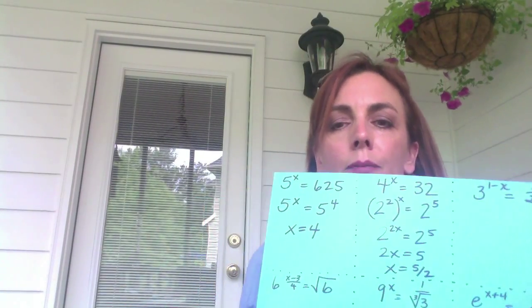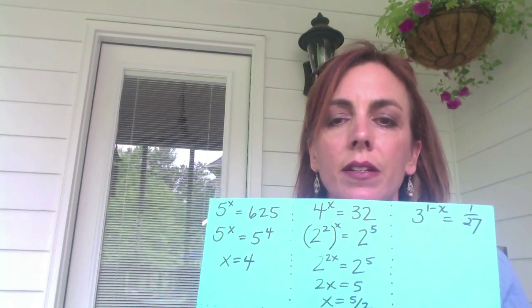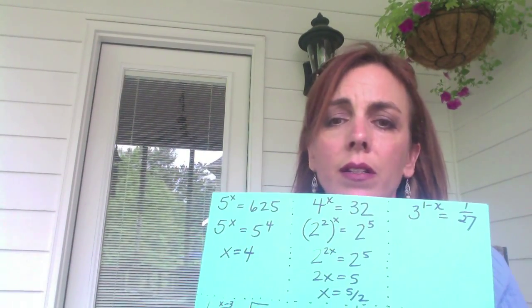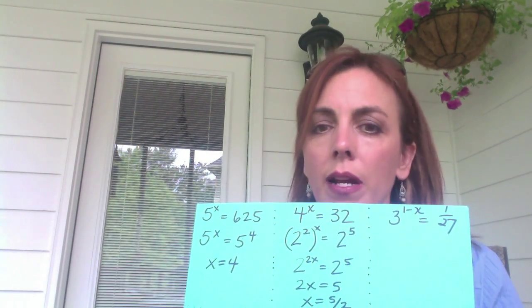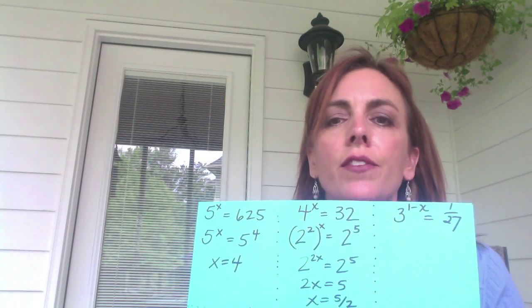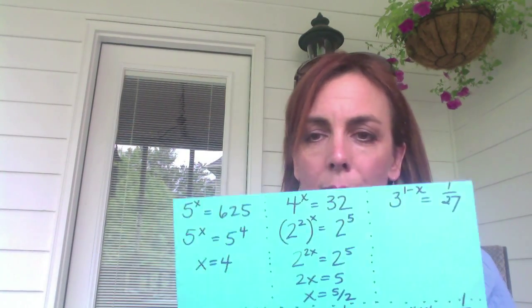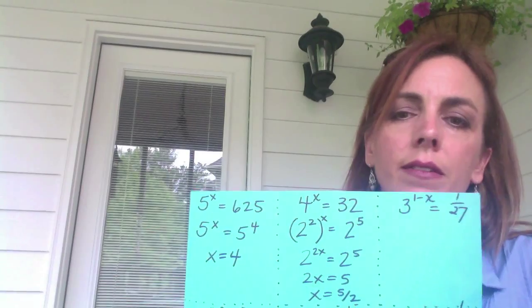The great thing about these equations is once you get to this point, go ahead and check it in your calculator. Take 4, use your caret button, raise it to the 5 halves, and you should end up right at 32.